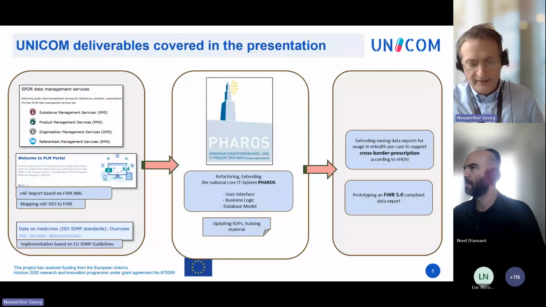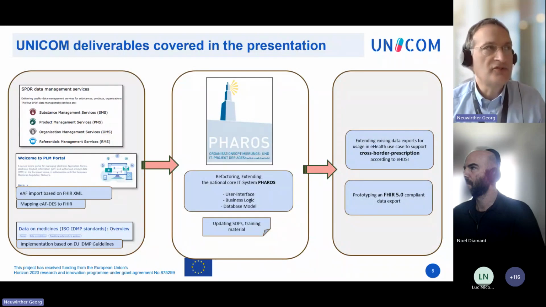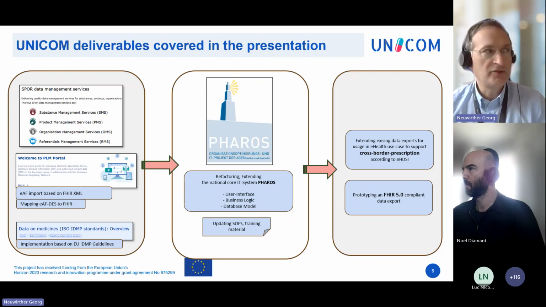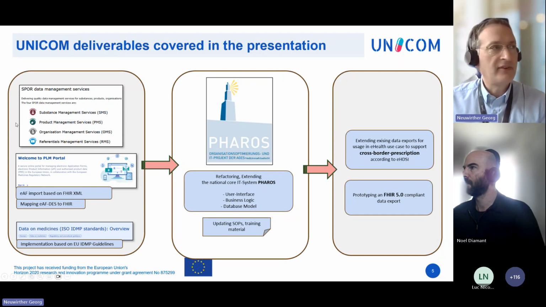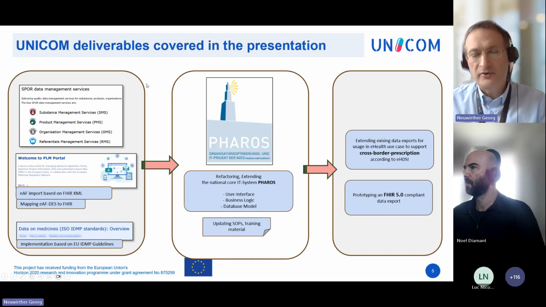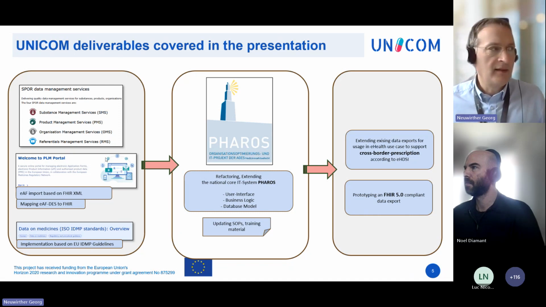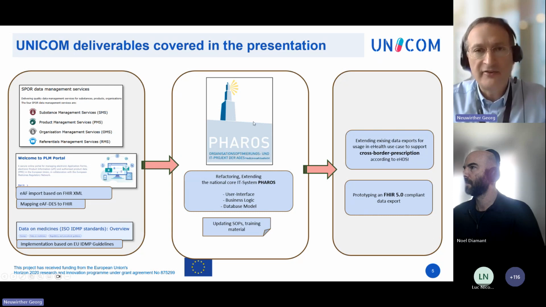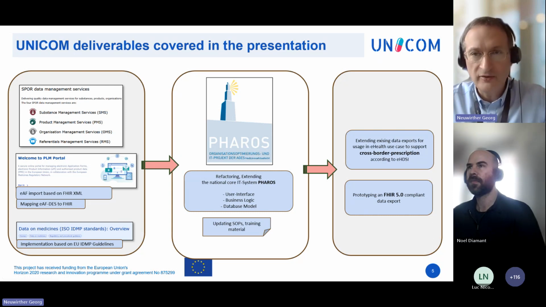In this presentation today, we focus on deliverables that we covered in the last years within the UNICOM project. So we have, let's say, input material and input services from EMA that we will cover today. We have new opportunities with the new application form that Noel has already mentioned a bit before. Another input, of course, are the European implementation guides, where we take information from. Then we will see things that we have done in our core IT system, which is called PHAROS, that we introduced more than 10 years ago.